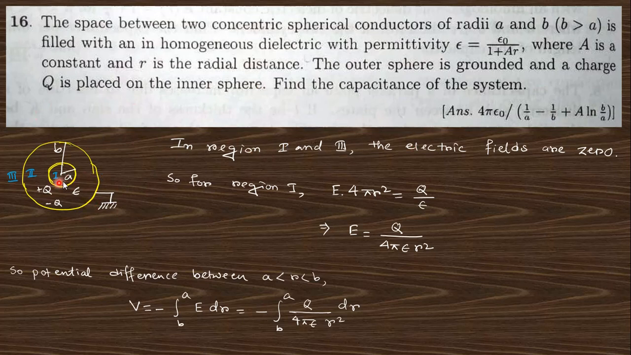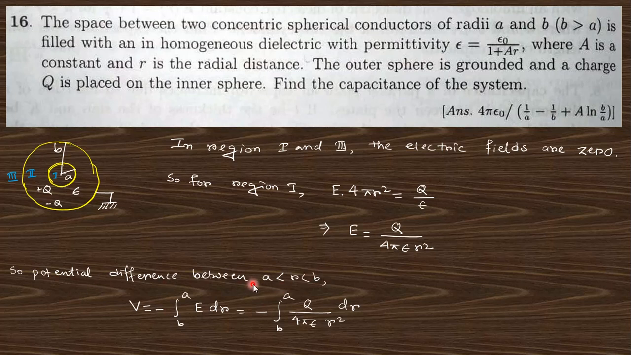Same thing, but there is a dielectric material we just discussed before. So you can see the electric field in region 1 and region 3 will be 0. Only in region 2 there is an electric field. So apply Gauss theorem, E into 4 pi r square equals q by epsilon. There is a dielectric medium, so put this value and we get this.